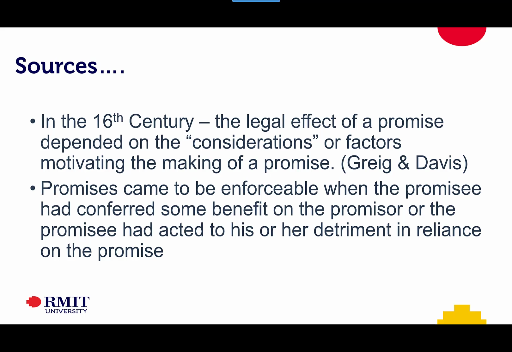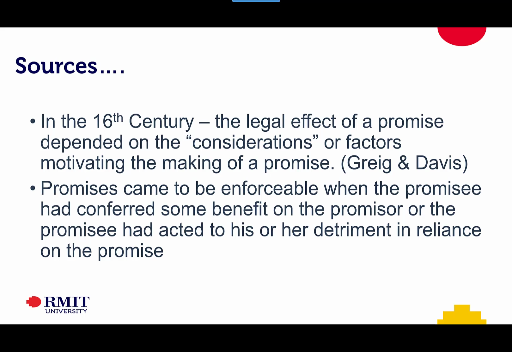So why do we have it? It's been around for a very long time, and we started today with some consideration of why some of the cases are so old. It's a 16th century idea that in order for a serious promise to be made, it needed to be made in consideration of some other factor, in response to. Promises ultimately came to be enforceable when a promisee, so the beneficiary of a promise, confers some benefit on the person making the promise, or they've acted to their own detriment in some way.